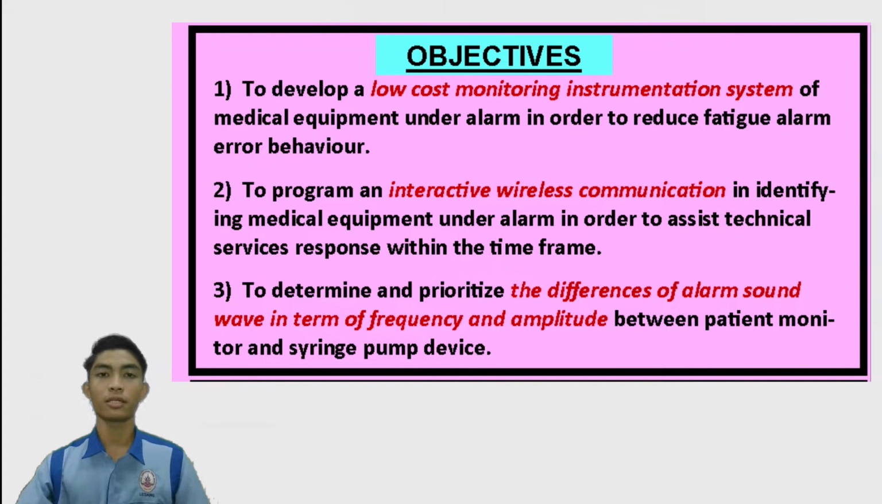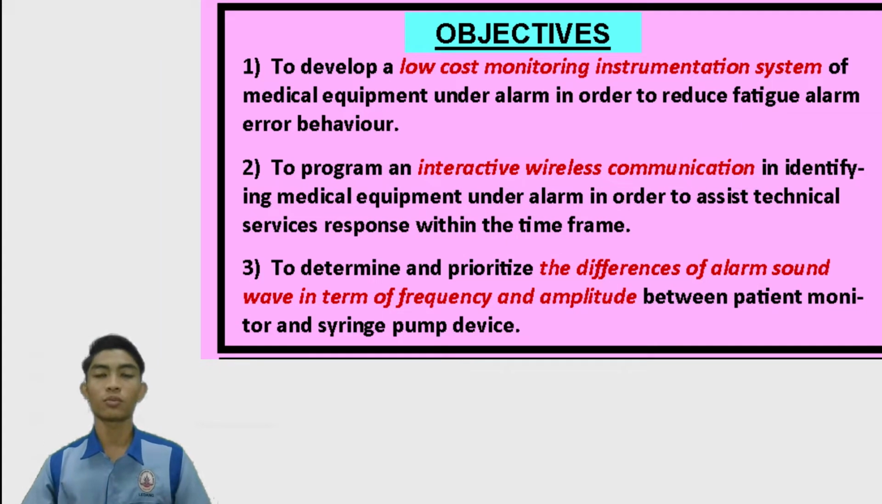Objective of the project: first, to develop a low-cost monitoring instrumentation system of medical equipment under alarm in order to reduce fatigue alarm error behavior. There are many components used in this project, such as first, sound sensor model FC04, second, Arduino Uno, third, Bluetooth module, resistor, capacitor and LED.